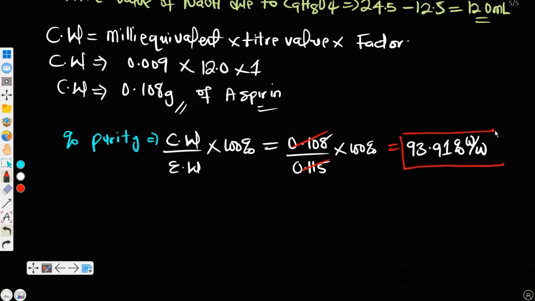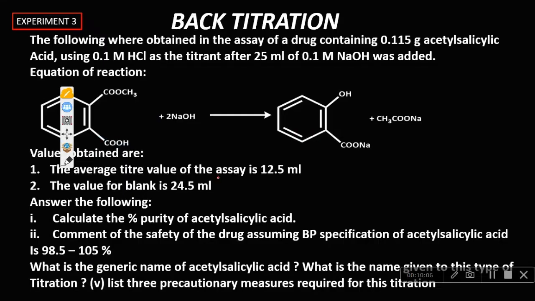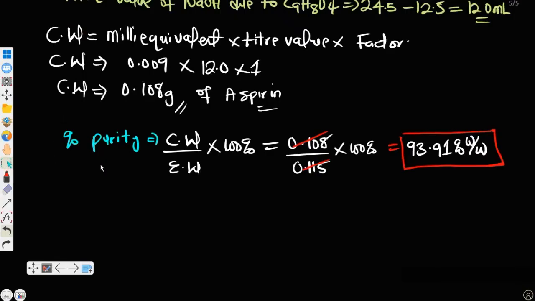Now, we have other questions present there. Comment on the safety of the drug, assuming the BP specification of acetylsalicylic acid is 98.5 to 105. Now, you are not going to do that comment by yourself. The BP specified that the values are 98.5 to 100.5. This is the accepted range. But what you had is 93.91. That means our purity is low as compared to the standard given by the BP.